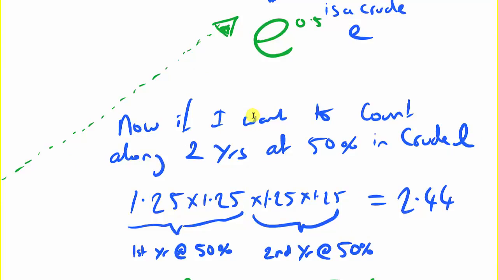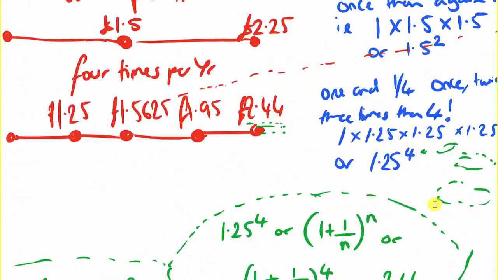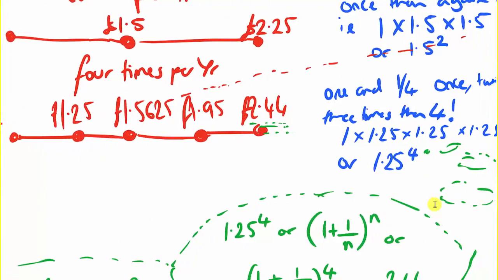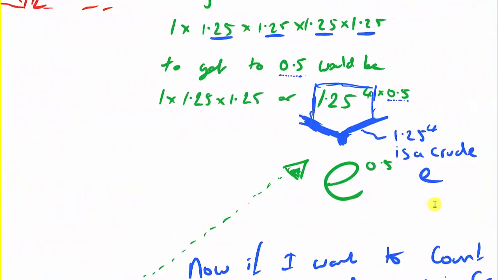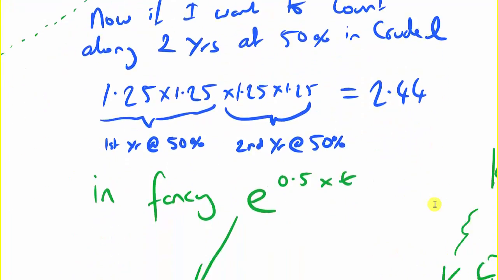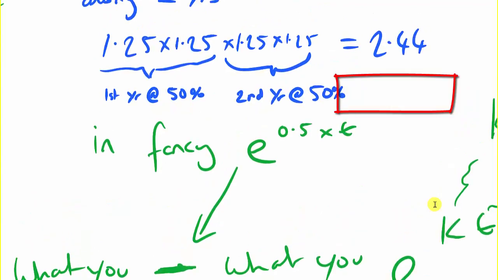I'd do 1.25 times 1.25, that's the first year. Then I would do 1.25 times 1.25 again, multiplied by the original sum, to get the second year. I get back to the original 2.44. We should recognise this from what happens when you do 100% over 1 year. Okay, where am I? Yes, here, sorry. Okay, so if you do it with fancy e, you say I want 50% times the time period.